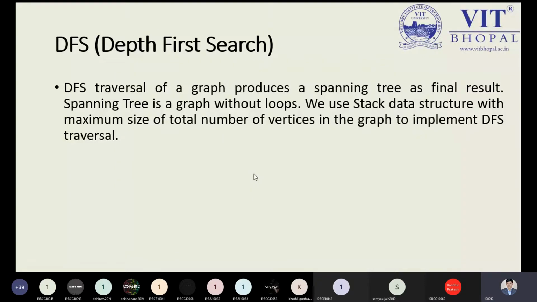Now keep in mind, we need to use the stack data structure to understand the DFS algorithm, with the maximum size being the total number of vertices in a graph, to implement the DFS traversal. In summary, stack is a data structure by which we can implement the DFS algorithm for graph traversal. And the same thing we talk about BFS, that is breadth first search.